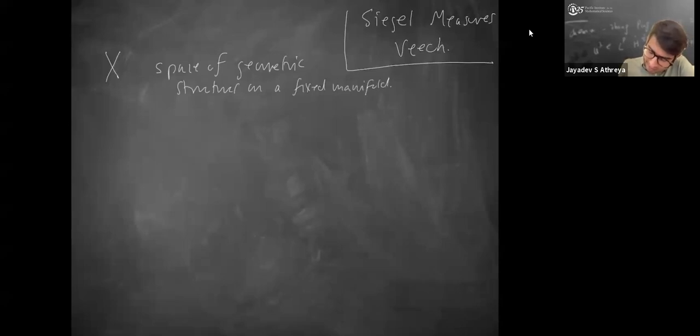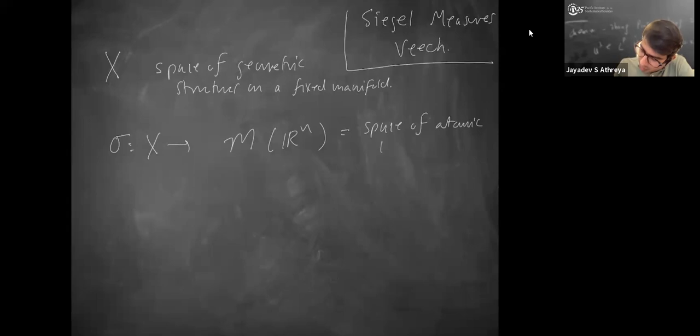And then I'm going to have a map sigma from X to the space M(Rn), where M(Rn) is the space of, for right now, since all the examples I'm going to talk about are going to be this, atomic locally finite Borel measures on Rn. This is not terribly standard notation, but I'm just going to use it for this talk. So you can think of it as a collection of points with some weights, if you want.